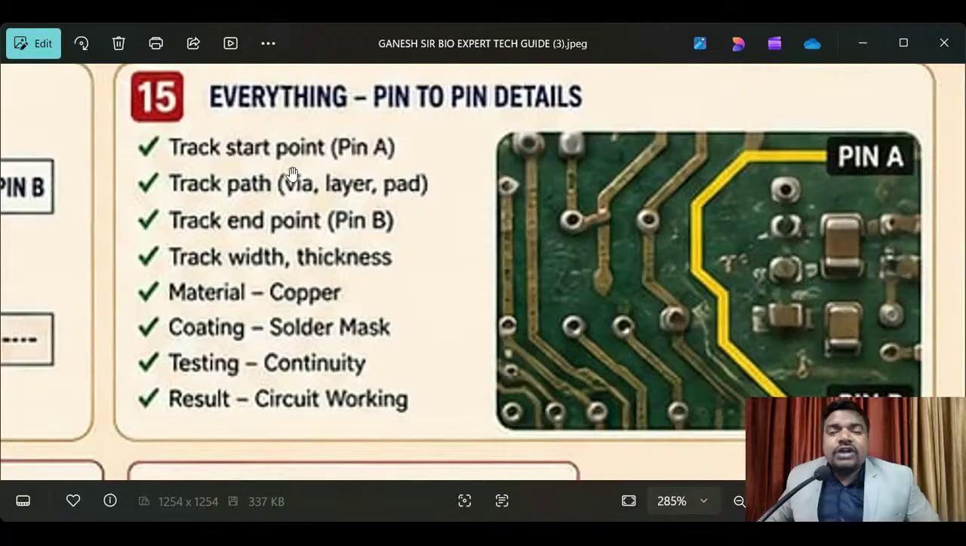Now see a track start point, pin A. See here, and a track path via layer pad. See here. So track pin A to pin B. See here. This is the track.